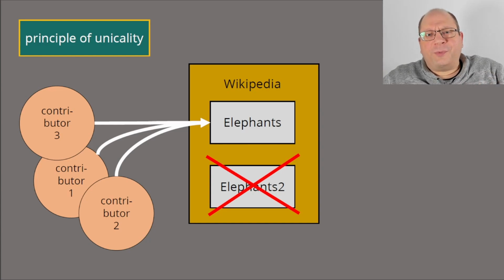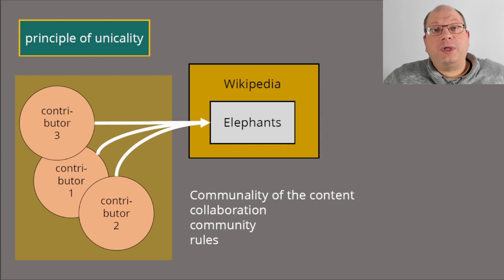So what are the consequences of this? The content in Wikipedia is communal. It does not belong to individual authors. That leads to collaboration. Collaboration is not always pleasant and peaceful. You deal with other contributors. You have to talk about what you are doing, how you are doing it, why you are doing it, why one solution should be better than another one. You get to know each other, and that's how a community develops. And while you are at it, the community sets itself rules.